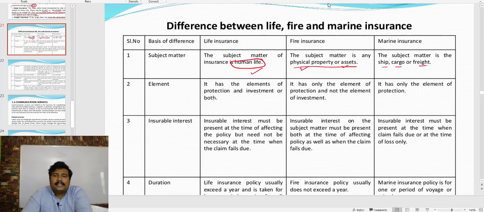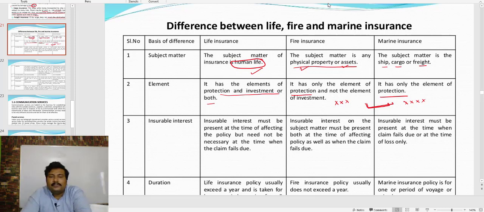The element is protection and investment both, in life insurance. Protection of human life, and you are saving the money through LIC, that is your investment. Fire insurance is only for protection, and marine insurance is only for protection. It is not for investment. Why? Suppose I paid a particular fire insurance amount, and if no loss occurred during the year, fire insurance will not return the money to me. Similarly, with marine insurance, if our goods are transferred from one place to another by ship and nothing is damaged, marine insurance will not return the insurance amount to us. So it is only for protection, not for investment.